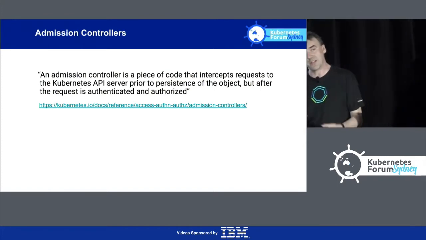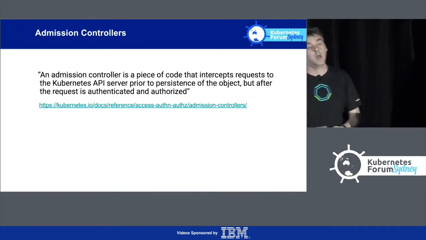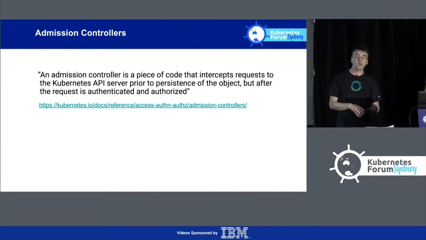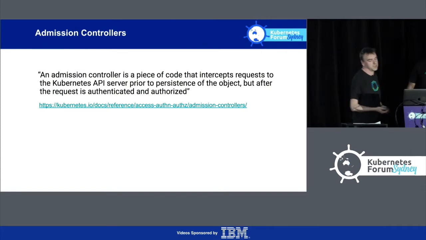After it's gone through the mutating one, it then goes through the validating one, which is a webhook that's going to return a yes or no response on whether or not the resource is valid. If it's invalid, obviously, it's not going to persist that resource and update your cluster.